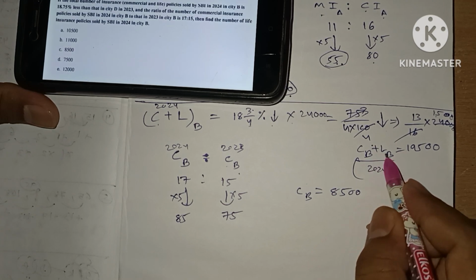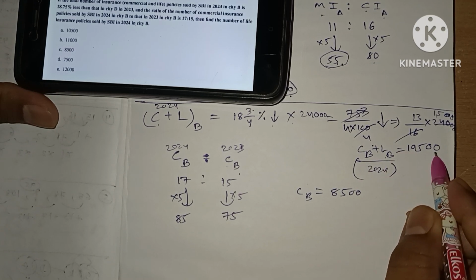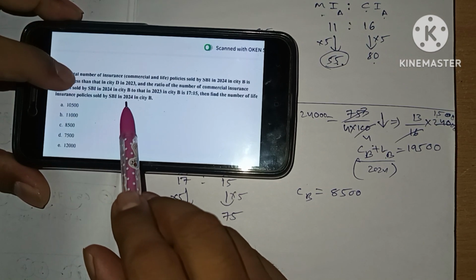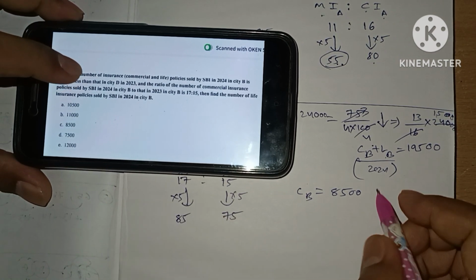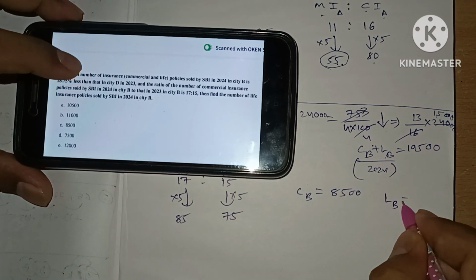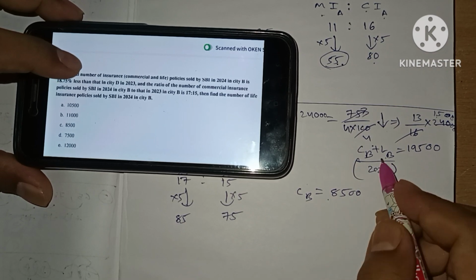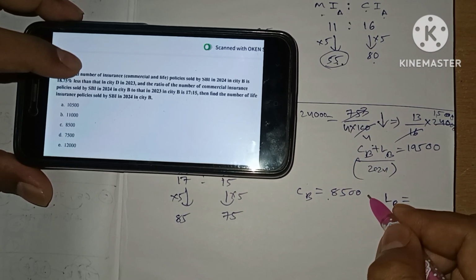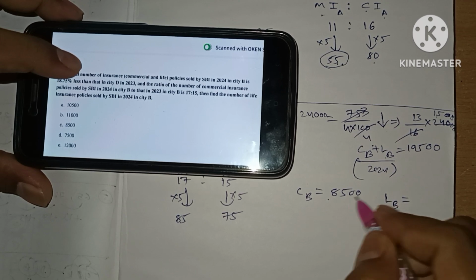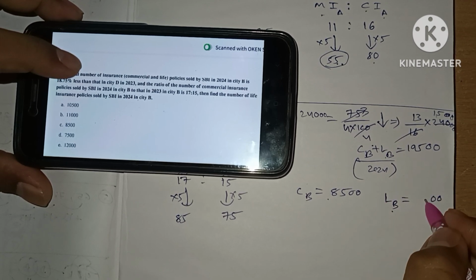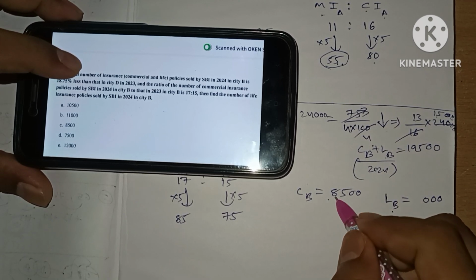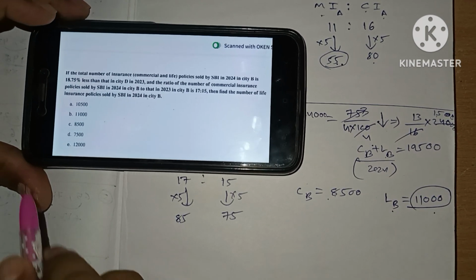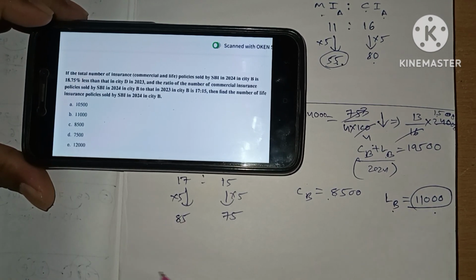Here we have CB plus LB value is 19500. What we need to find is the number of life insurance policies in 2024 by City B, so we need to find the LB value. We have the CB value and the CB plus LB value, so the difference between these two values will be the answer for LB. 19 minus 8 we get 11, so 11,000 is our answer. Option B is our answer.